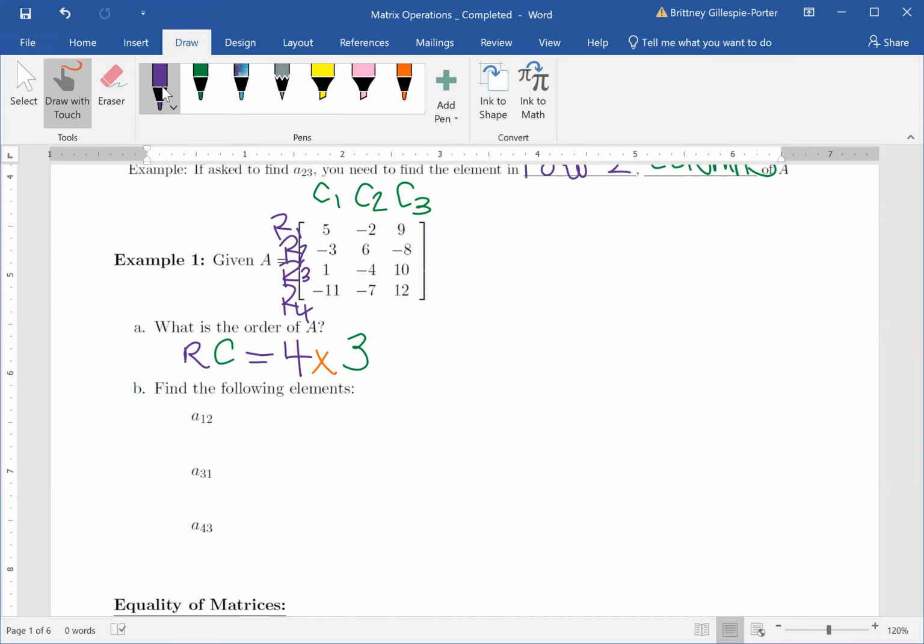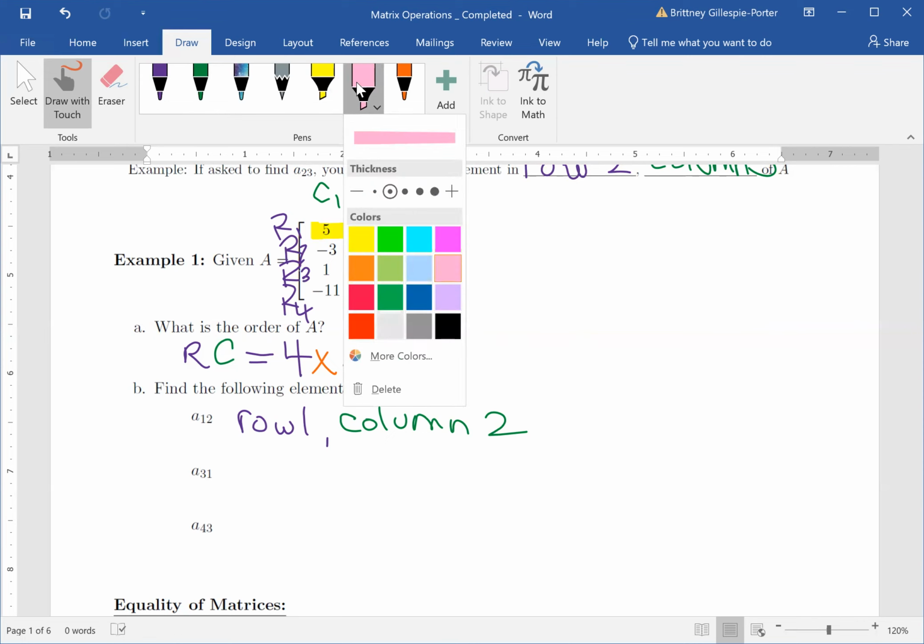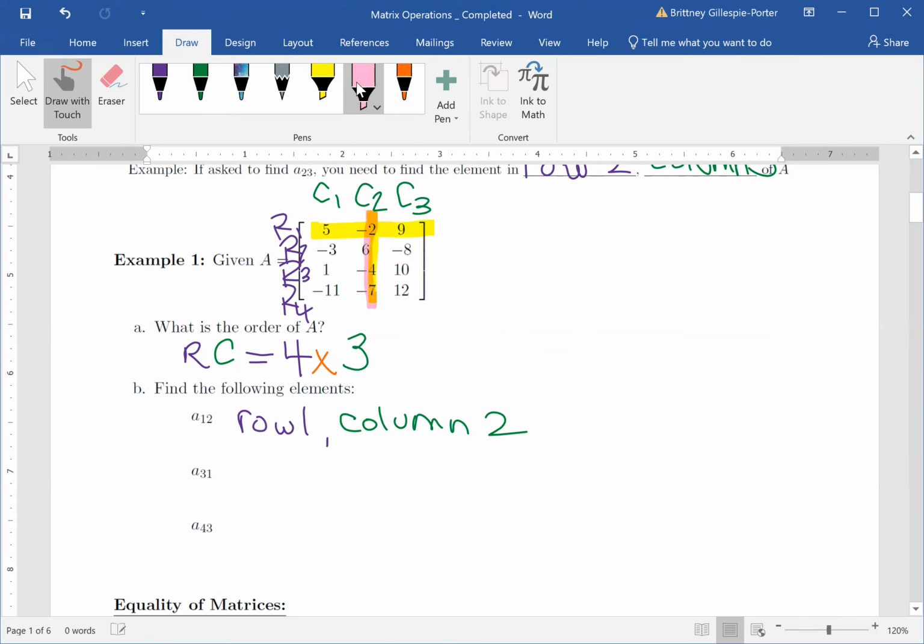Okay, let's find the following elements. A1,2 tells us that we need row 1 and we need column 2. So we're looking in row 1 and in column 2. And they overlap at -2. So our answer is -2. -2 is in row 1, column 2.